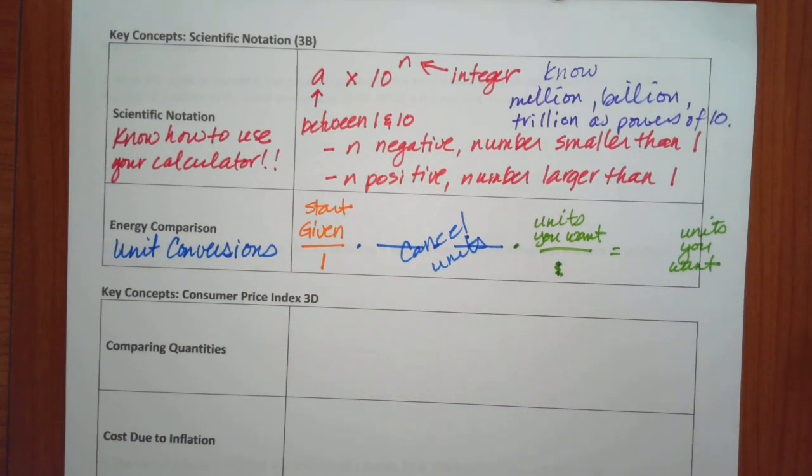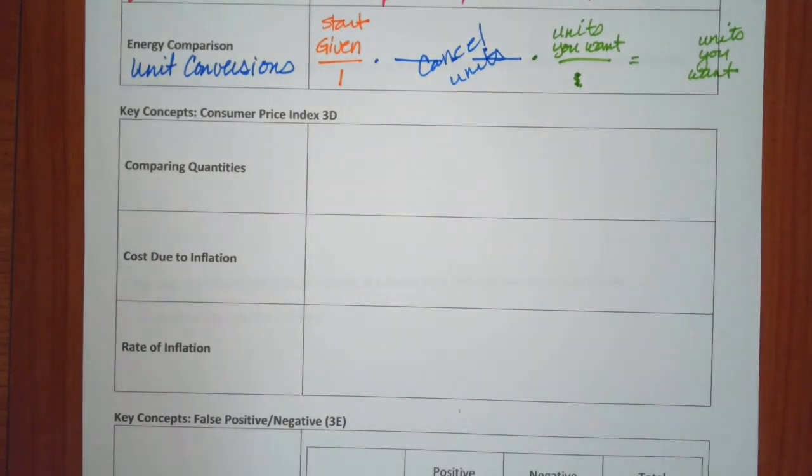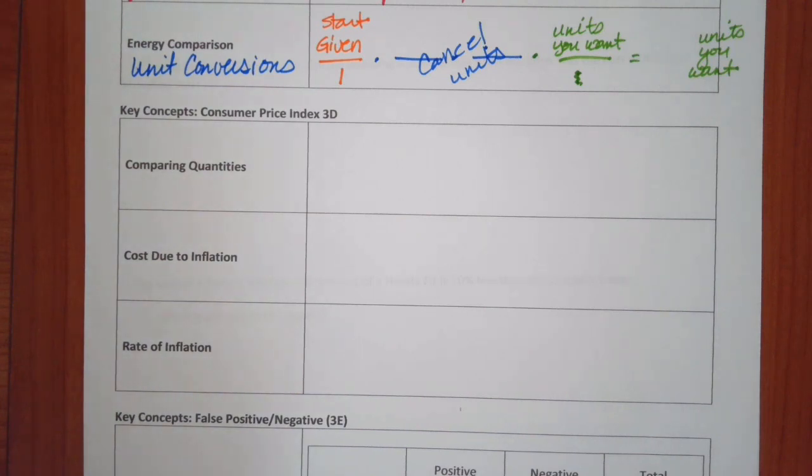Okay. All right, then 3D was about the consumer price index. Now the good news is we are going to give you these formulas. Let me grab something real quick here. There are only 3 that you need.